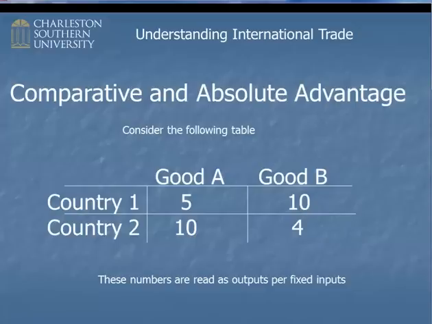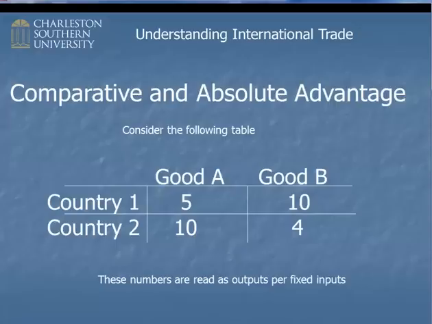In country 2 it's very different. In country 2 it's 4 to 10, so that's a little more than double. So to get 1 unit of good B in country 2, they would have to give up a little more than 2 units of good A. In fact, they'd have to give up 10/4, which is 5/2, so 2.5 units of good A. So country 1 has a comparative advantage in good B because its opportunity cost is lower, and country 2 has a comparative advantage in good A.